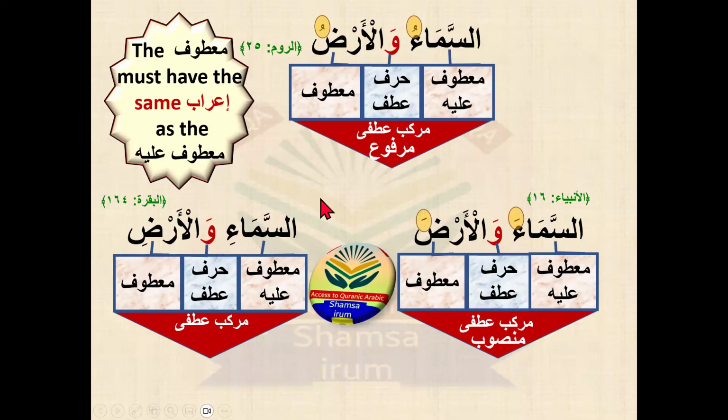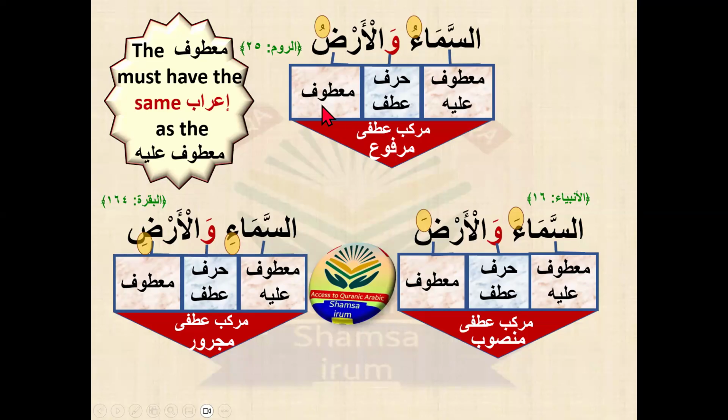Move to the third one now. As-sama'i: this matufun alay is majroor. So it means al-ardi, the matuf, is also majroor. So the whole Murakab Atfi is majroor here. This is how you will identify the i'rab of the Murakab Atfi. This is so easy and very simple. Both parts must have the same i'rab, so you can easily determine the i'rab of the Murakab Atfi.